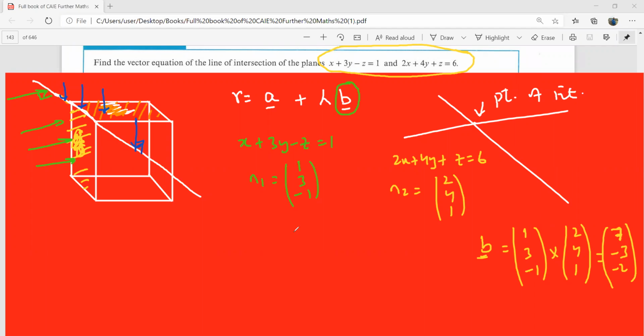Okay, now we are done with finding the direction vector of the line. Now the problem is how to find a point on this line, which is going to be this A. How to find this A?